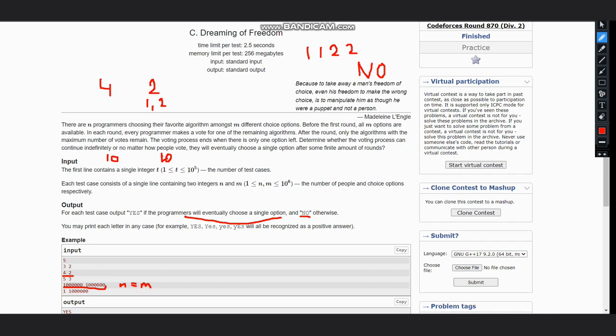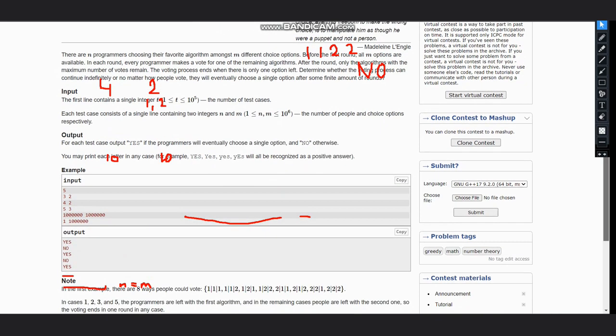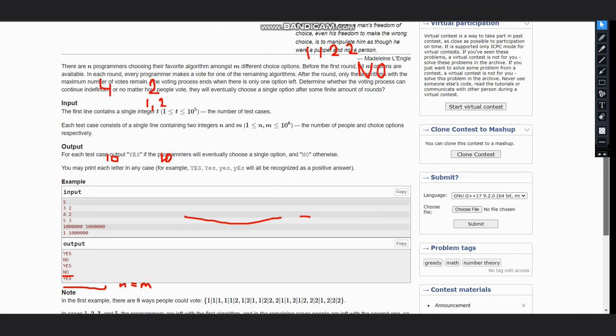Now in the second round, the programmers will vote again, but they only vote for the options that received the most votes in the previous round. Since each option received at most one vote, they will receive one vote again. All options will have the same number of votes again, and it will move to the next round. Hence the process will continue indefinitely here also, and this would also output no, as we can see in this test case.